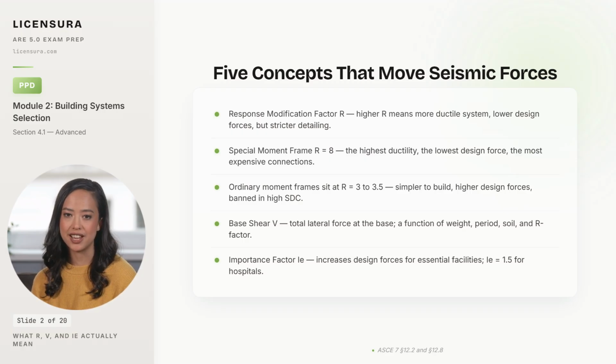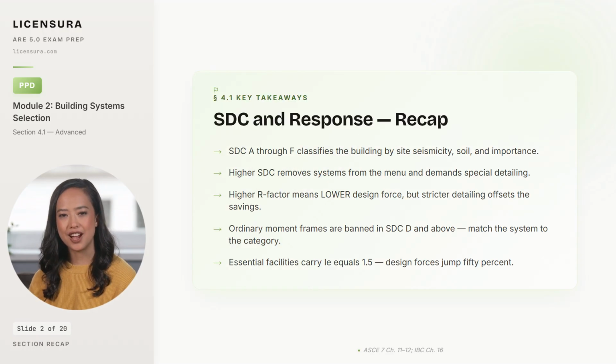Lock these 5 takeaways and you can read a seismic worksheet without flinching. 5 takeaways on seismic design categories. SDC runs A through F and classifies every building by site seismicity, soil class, and occupancy importance, with F reserved for essential facilities near faults. Higher categories take systems off your menu and demand more detailing on the ones that remain. Ordinary moment frames disappear above SDC C, and only special detailing survives near major faults.